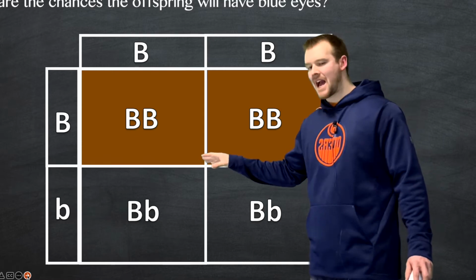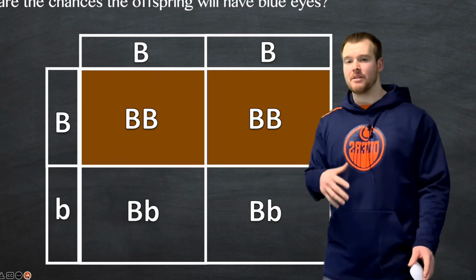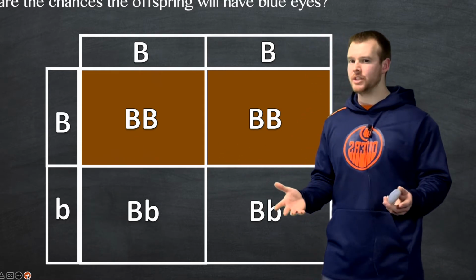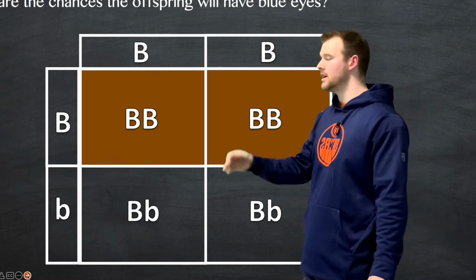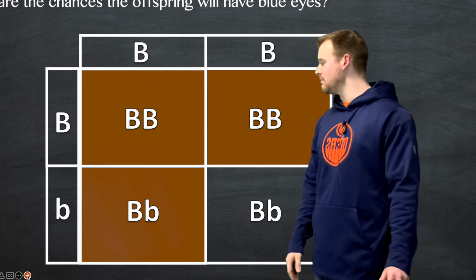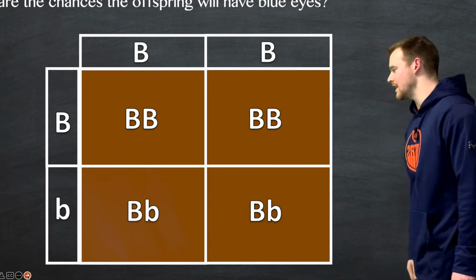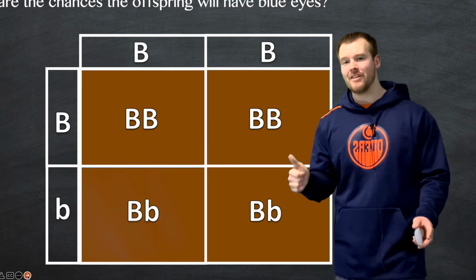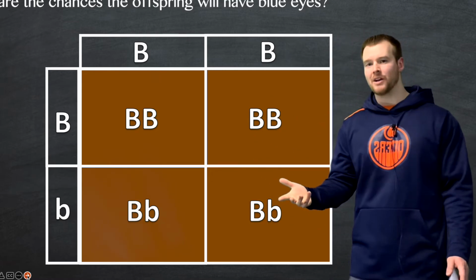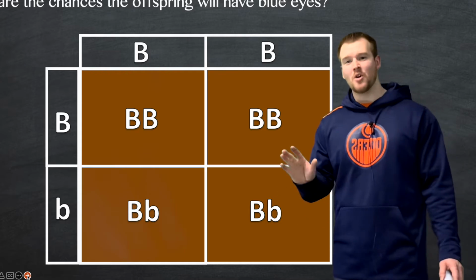That one's going to be brown. When I look down here, I have a capital B and a lowercase b. That means we have the brown gene and the blue gene. So which one's going to show? The dominant one, which it says at the top, brown is dominant. So that one's going to be brown. This one looks identical, so that one's also going to be brown. So there's no way that these parents could have a blue-eyed offspring. So the chances would be 0%.